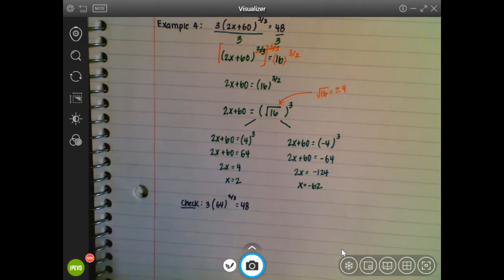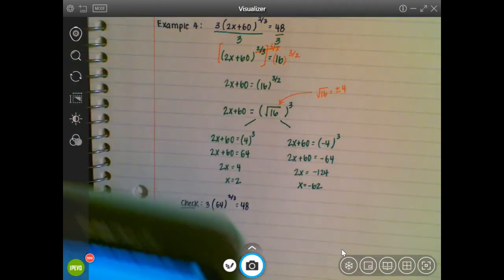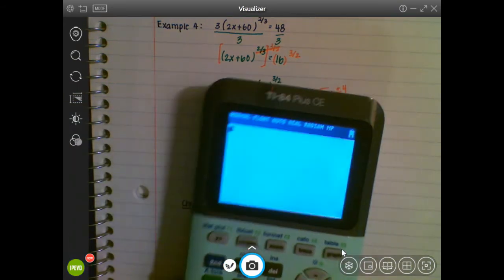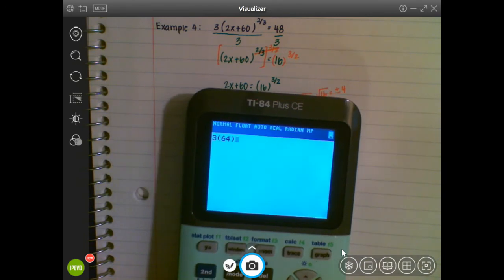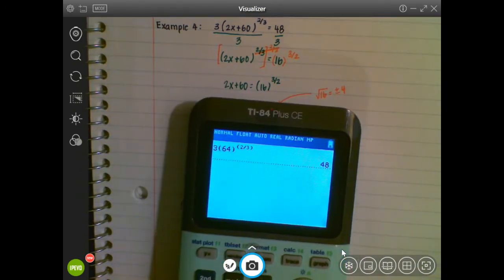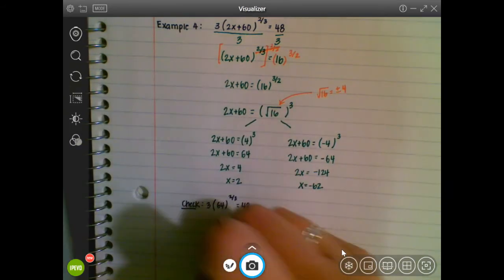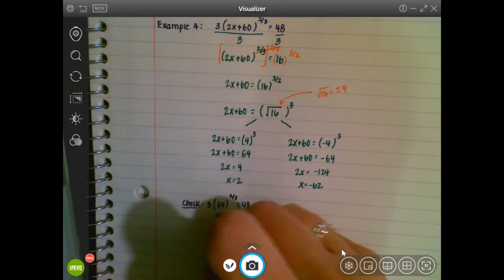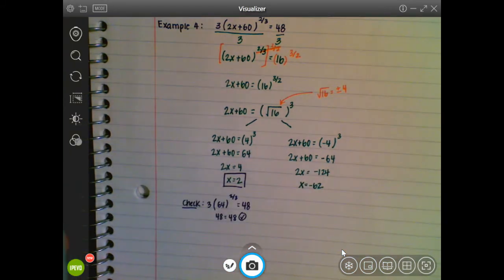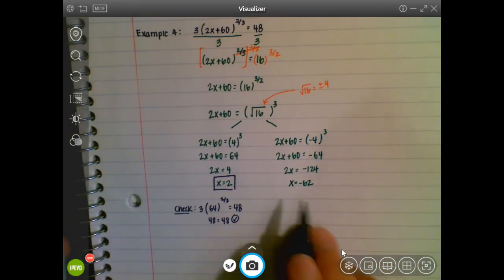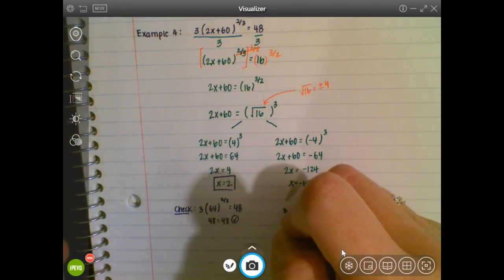And at this point, I can just use my calculator to help me check that. So I'm going to just actually type that into my calculator. So 3 times the quantity of 64 raised to the 2/3 power. And that is equal to 48. So that's going to tell me 48 is equal to 48. That's a true statement. So that is going to tell me that x is equal to 2 is definitely one of my solutions. I'm going to go ahead and check the negative 62.